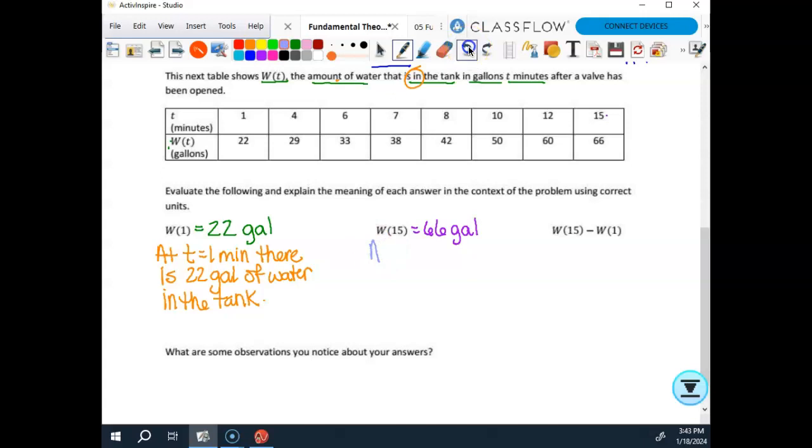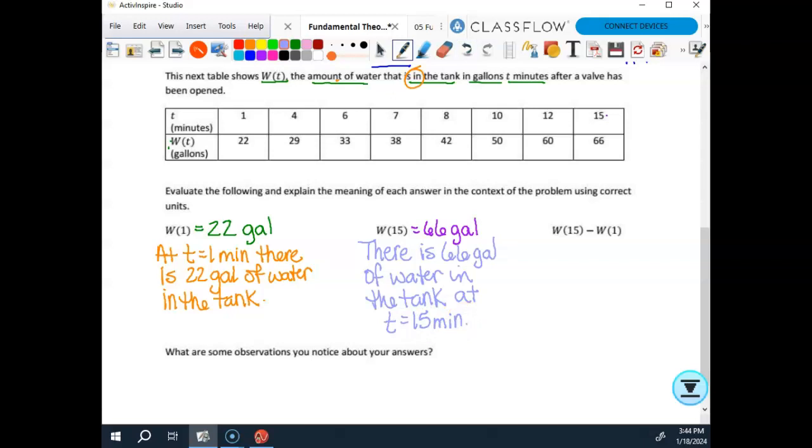I'm going to say the same thing, but I'm going to say it differently because you may write this differently. I could say that there is 66 gallons of water in the tank at t equals 15 minutes. Notice that I said the same thing in both of them.